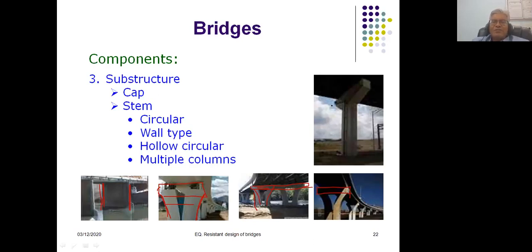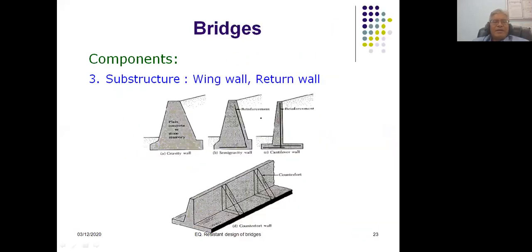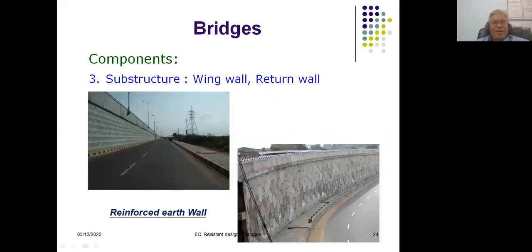So various shapes are there accordingly. You can see the cap, and then after that the piers or the abutments are placed here. So you will find wide variation in the substructures, and accordingly they can be designed. These are some of the other ancillary elements of the substructures: the wing wall and return wall. These are provided just adjacent to the superstructure and substructure. The wing wall is also sometimes made of PCC or RCC, maybe a cantilever or counterfort type. So these are the ancillary elements which are to be provided.